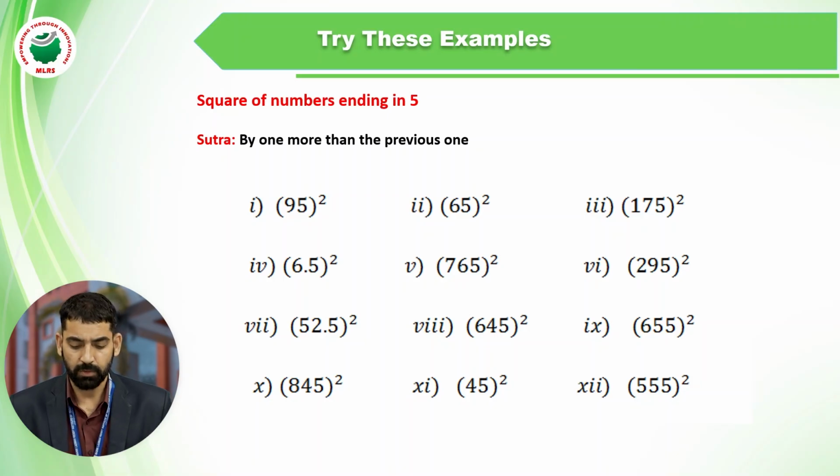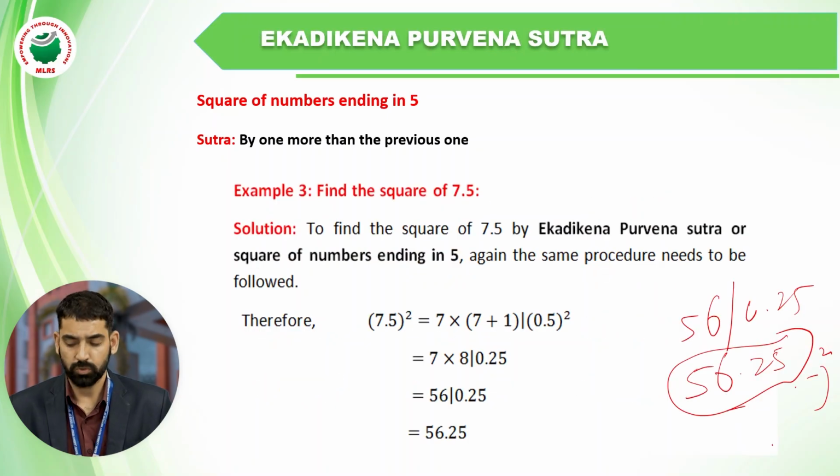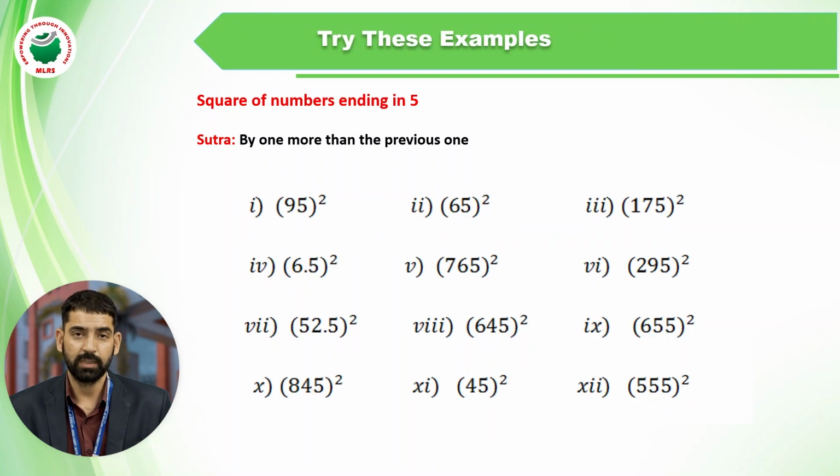So today we have discussed case 2 of YTKVY, that is Yavadunam Taraduni Kriti Vargena Yojayat, and we have discussed Ikadikena Purvena Sutra to find the square of those numbers which end with 5. In the next lecture, we will discuss more methods to find the squares of numbers, and we will discuss the methods to find the cube roots of numbers. This will end unit 3 of our curriculum, and let's move to the next lecture.